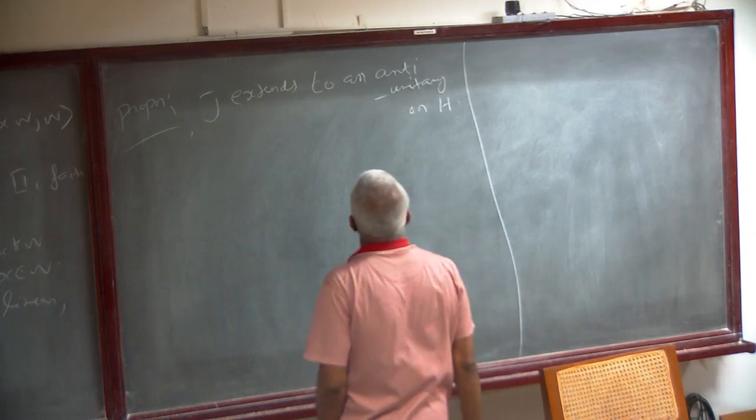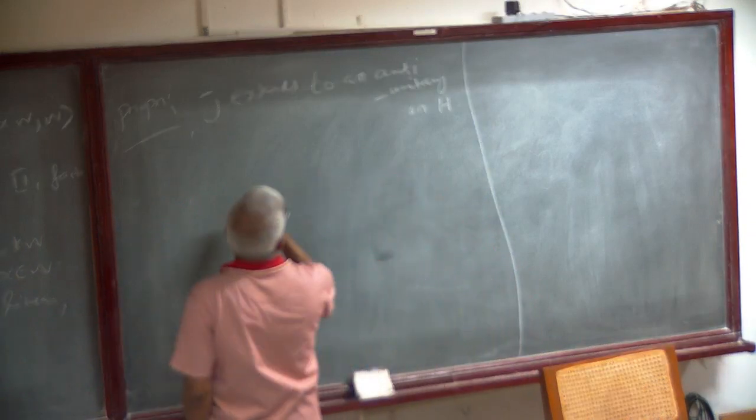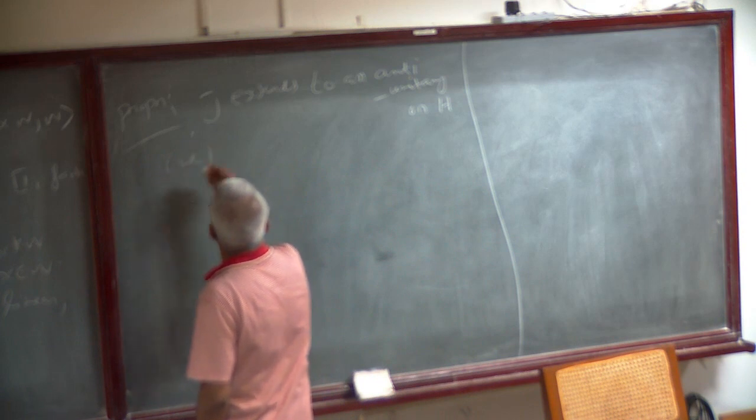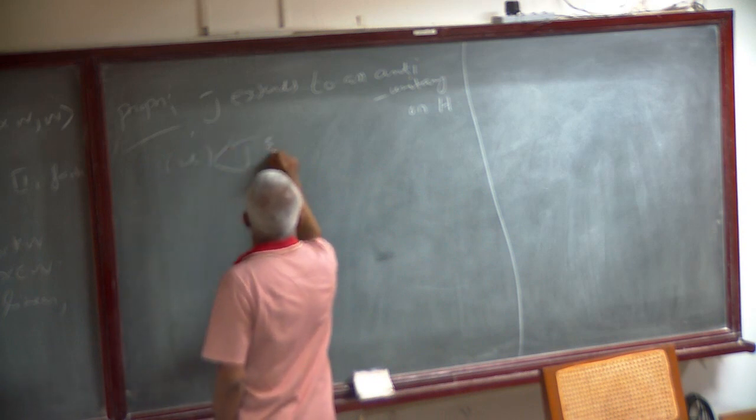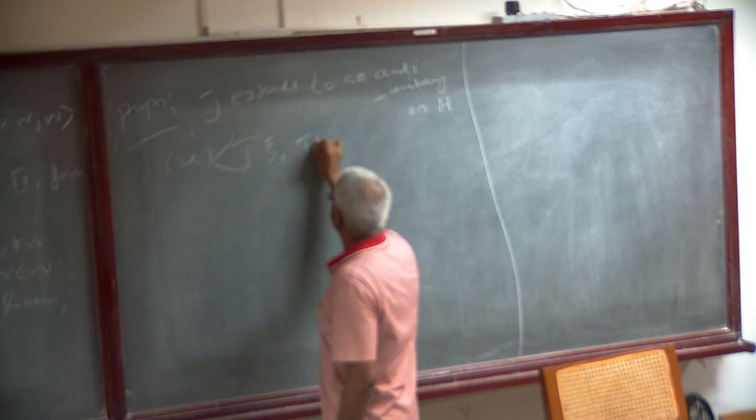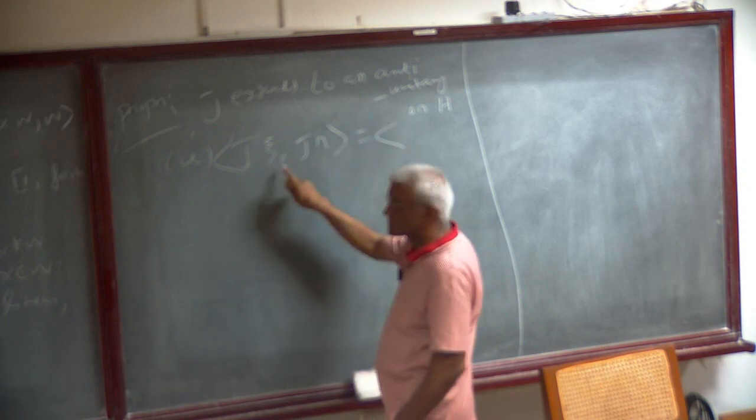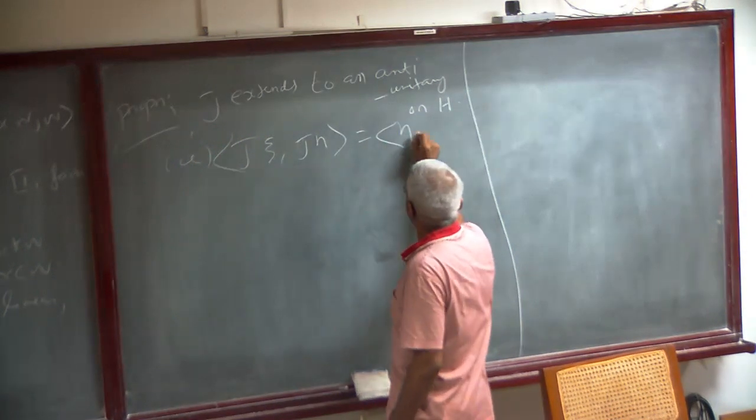And it will also be what is called anti-unitary. That is, <J xi, J eta>. Unitary means this will be equal to <xi, eta>. Here it will be the other way. That's all.